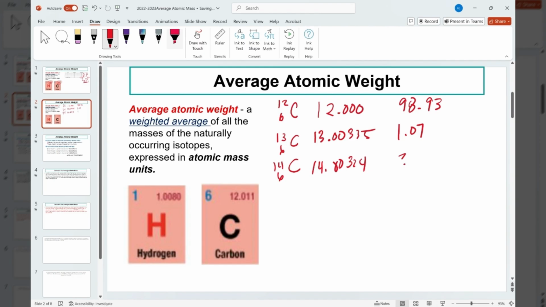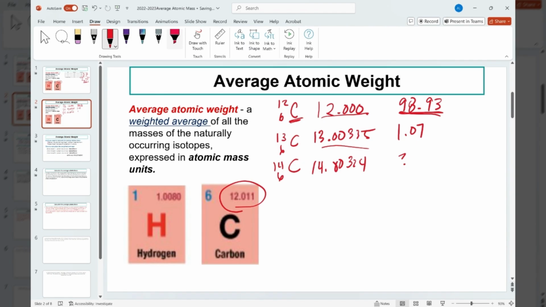So when it comes to our average atomic weight on the periodic table, it is going to be closest to carbon-12's weight because carbon-12 has a percent abundance of 98.93%. So that means we're placing more importance on carbon-12's weight. However, we have to also think about the weight or the mass of carbon-13. So they calculate it like a weighted average, just like I did before.